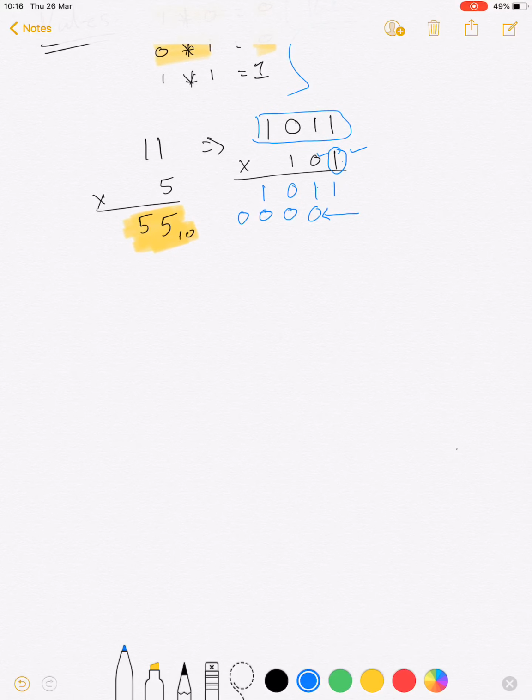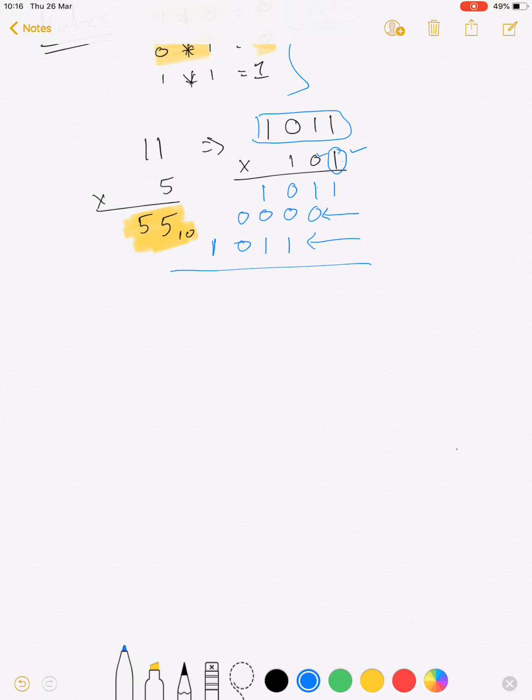The last digit is simply 1 again, but now we indent a further step. And we say 1 multiplied by 1 is a 1, 1 multiplied by 1 is a 1, 1 multiplied by 0 is a 0, and 1 multiplied by 1 is a 1.